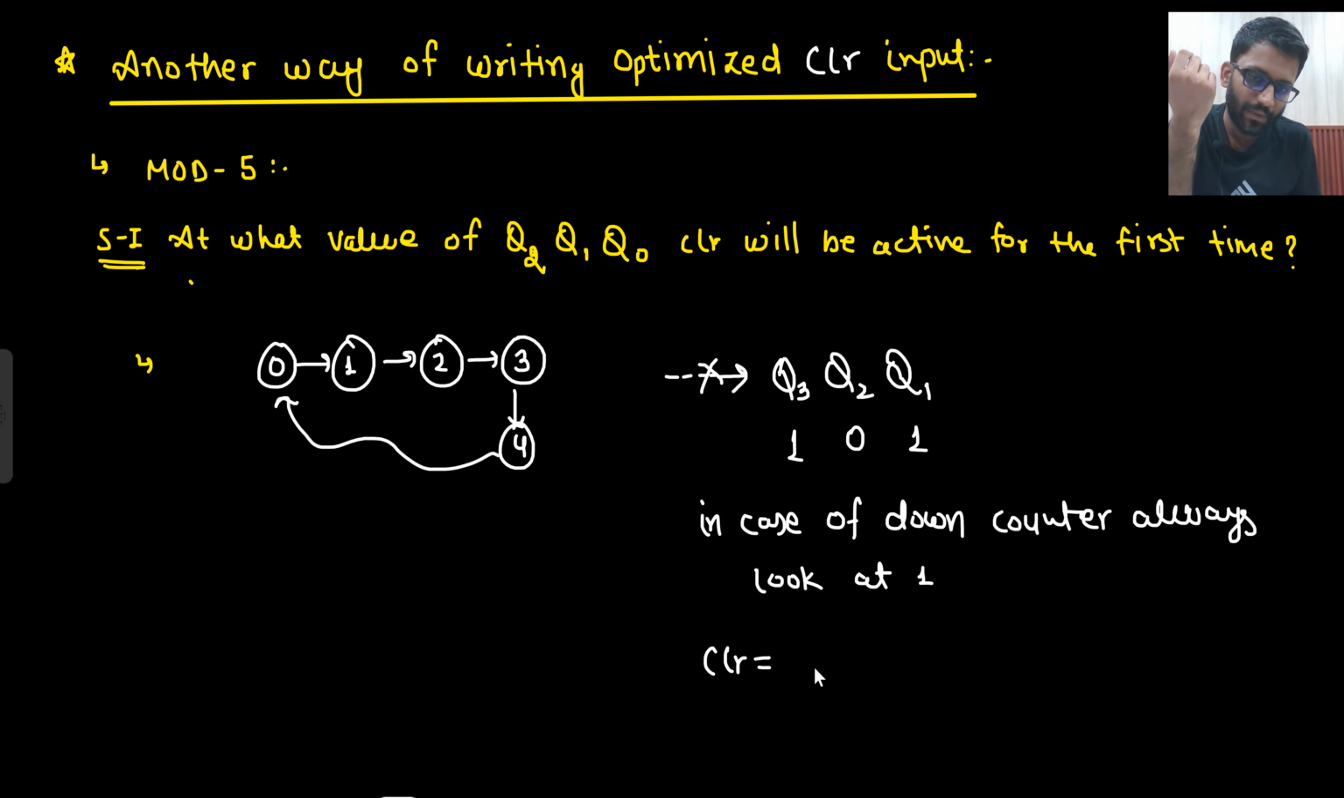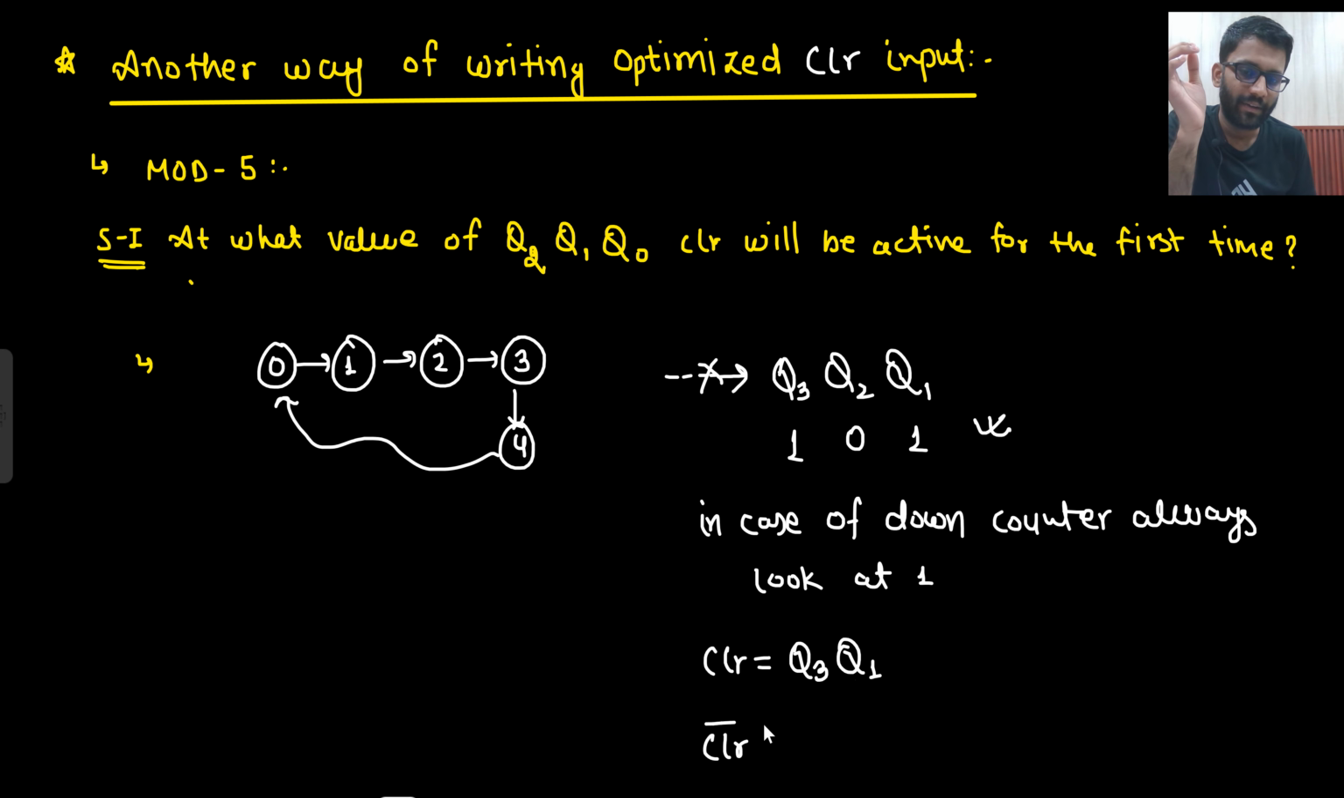And if I am looking at 1, that means I am looking for SOP form. So for clear, what will be your clear? Q3 into Q1. SOP form means a product will be there. Is that my clear? Will I put a bar here? No, I will not put a bar, because Q3 into Q1, 1 into 1 will be 1, and I want my clear to be high at this point.